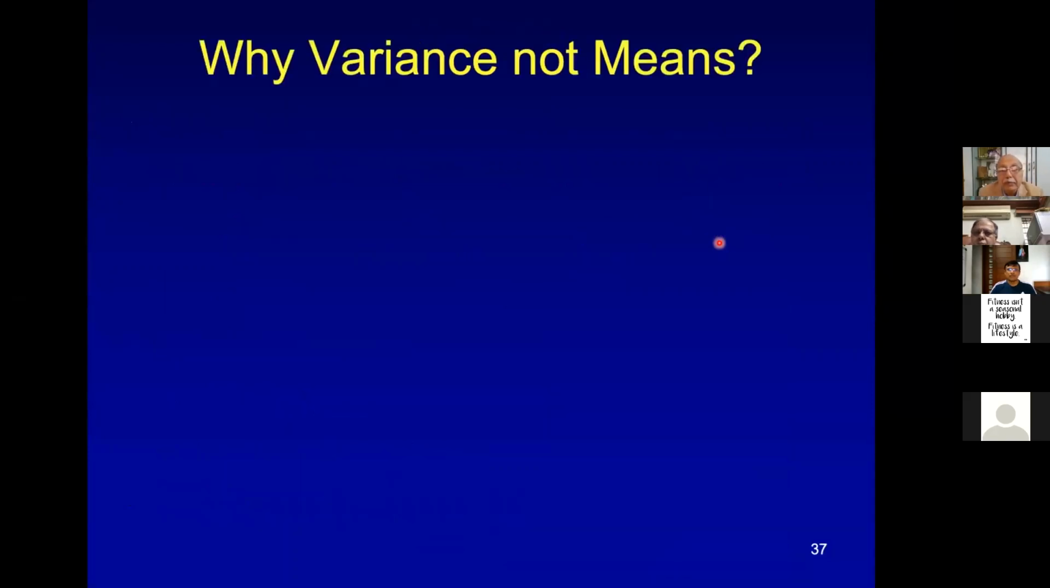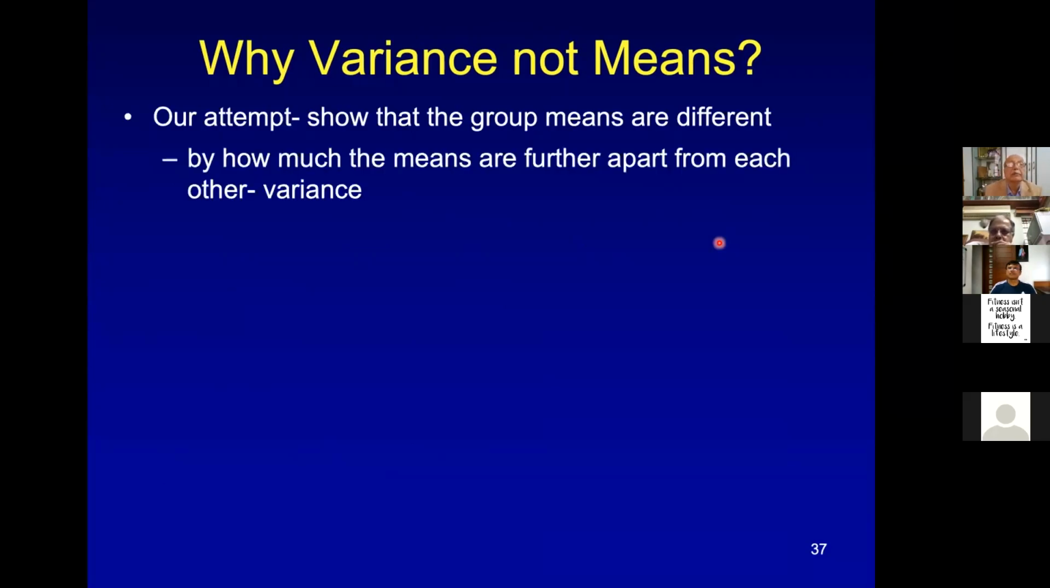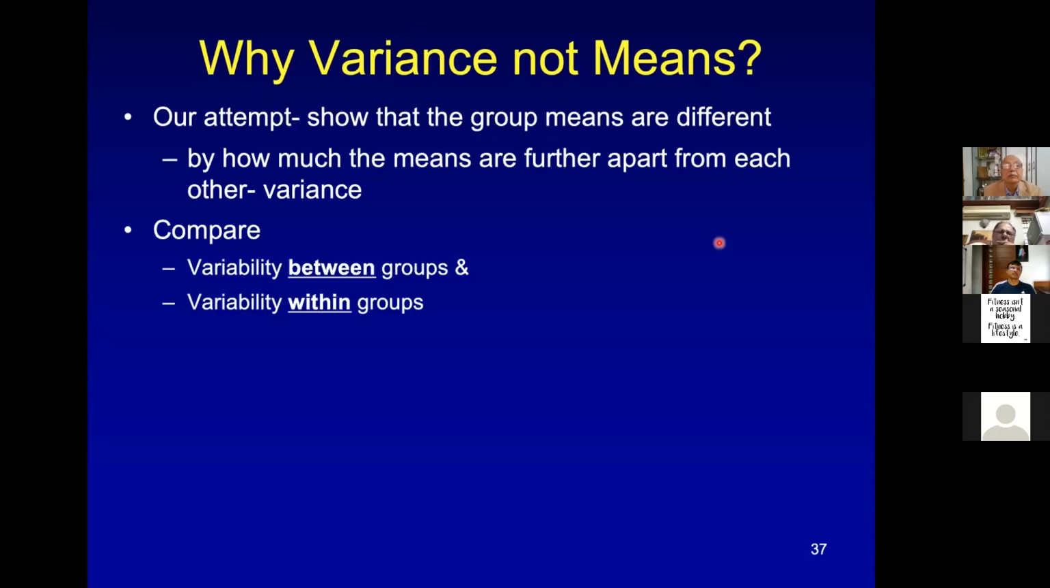Why variance and not means? I really wish I had more time to explain this, but we'll go through this as slowly as possible. Our attempt is to show that the group means are different, by how much the means are further apart from each other. We have the mean of one group, the mean of another group, and the mean of another group. How far apart the means are from each other is captured by the variance. And therefore, we're going to compare the variability between groups and the variability within groups.